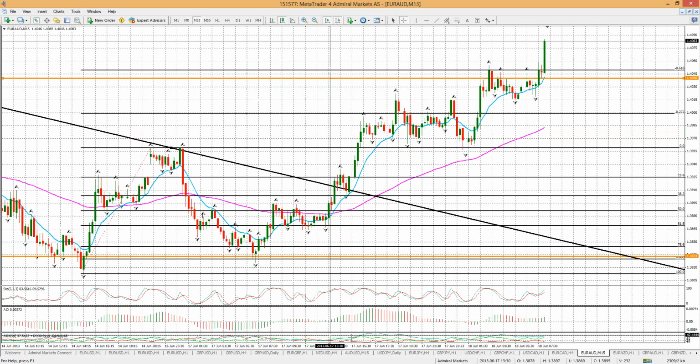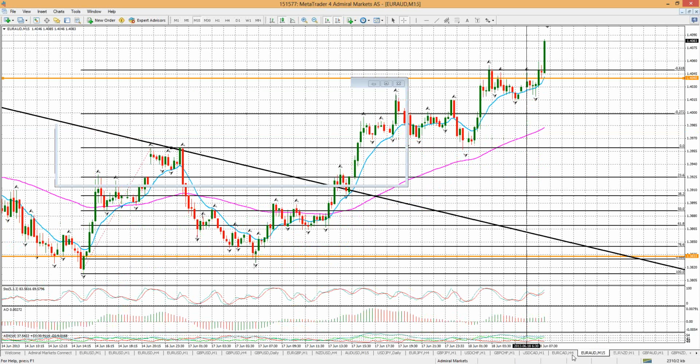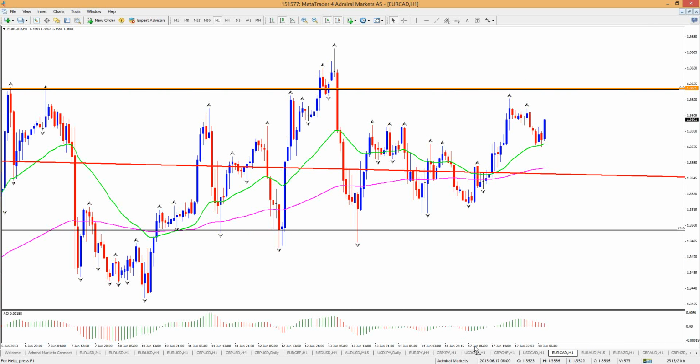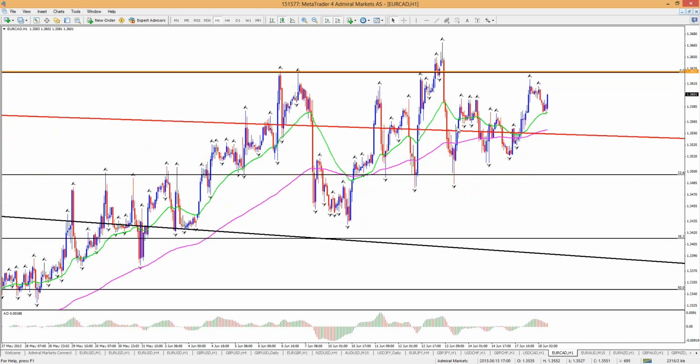Alrighty, next time I'll just explain less, and maybe the Euro CAD is still good to go. Let's see. Euro CAD, very nice break yesterday. I took this one myself as well.